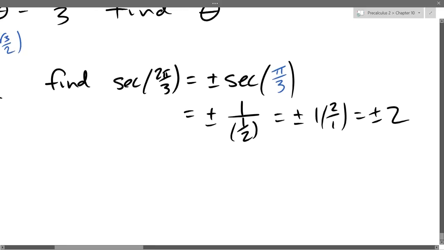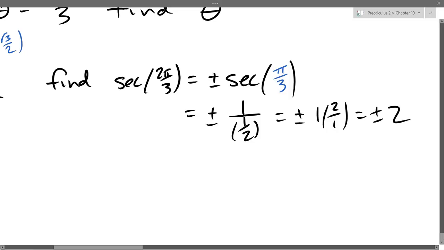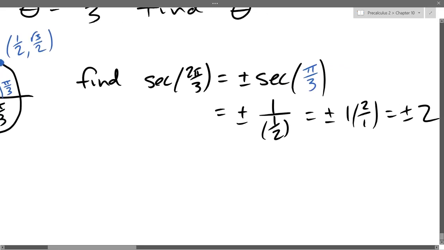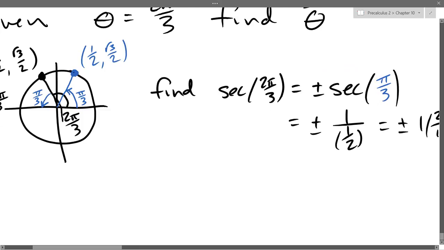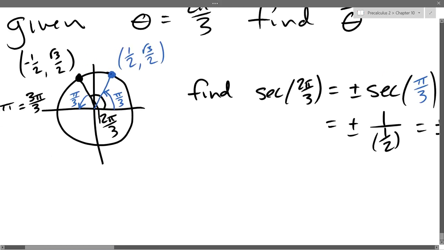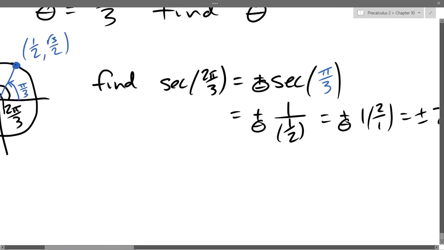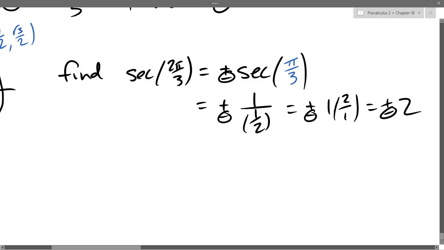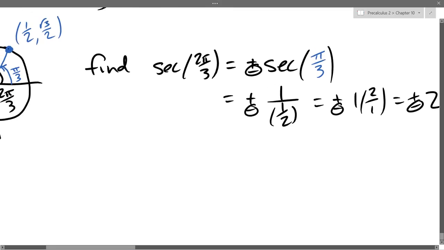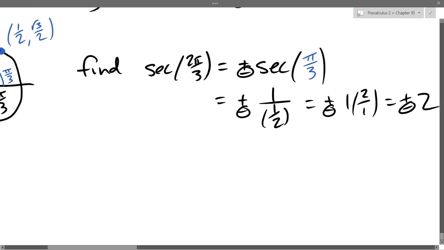All right, we have to decide plus or minus now. So secant of pi over 3 is positive 2, but we want secant in quadrant 2. So secant really uses the x value, and our x is negative. So I'm going to choose the negative sign here because we're in quadrant 2 and we're dealing with the x coordinate. So our final answer, secant, is negative. Uh-oh. No, that's right. Yeah, it's the x. Secant is negative 2.